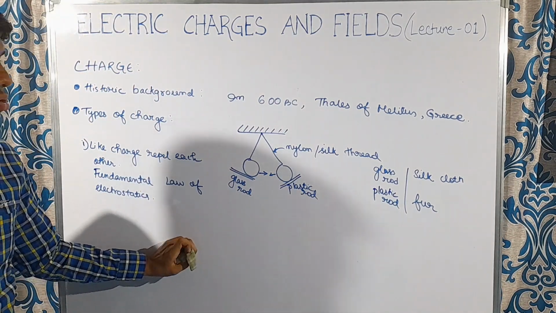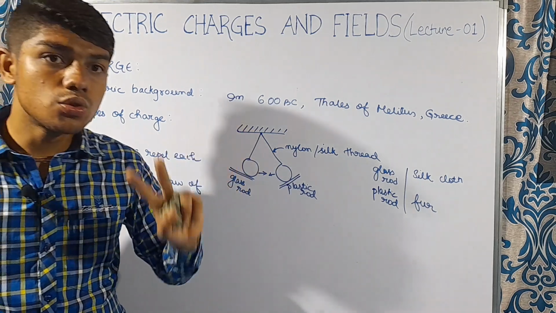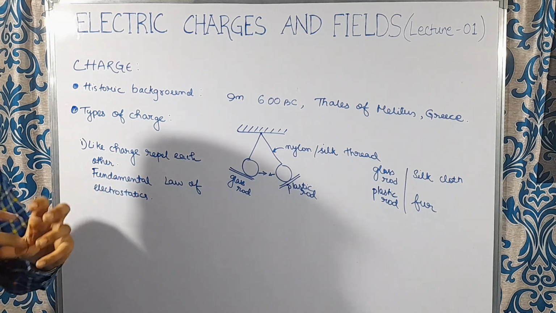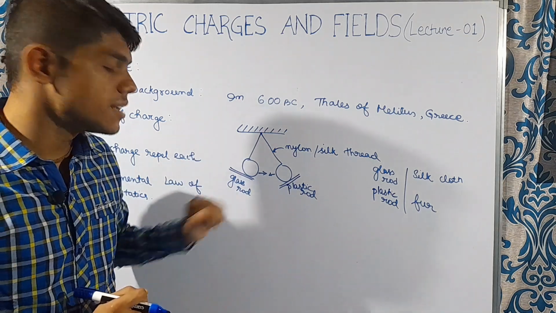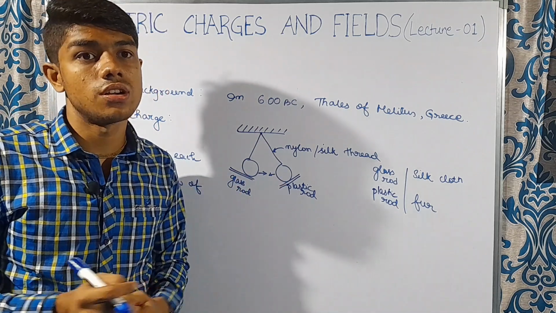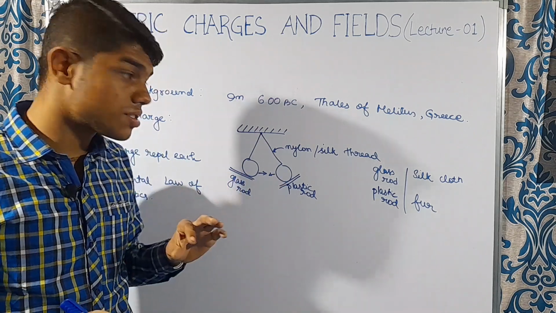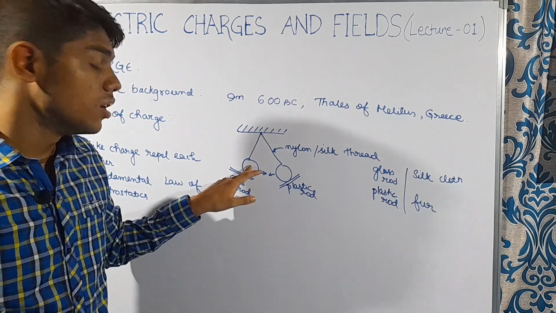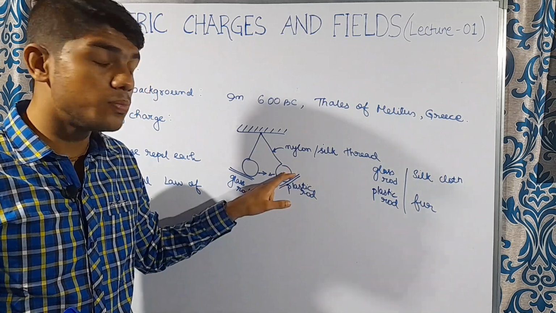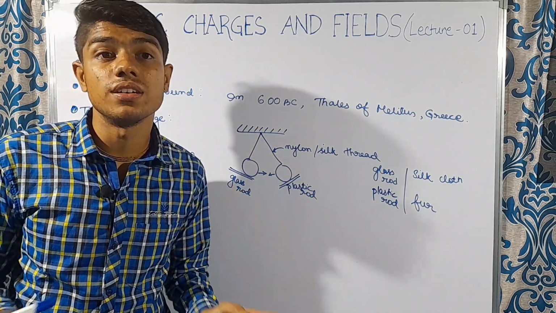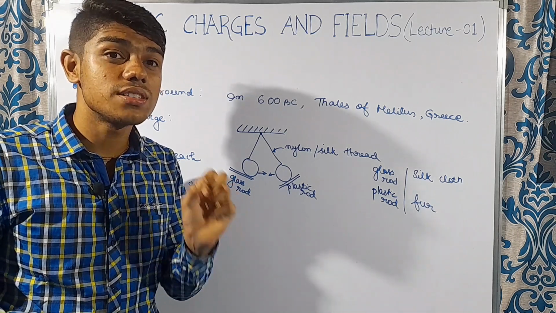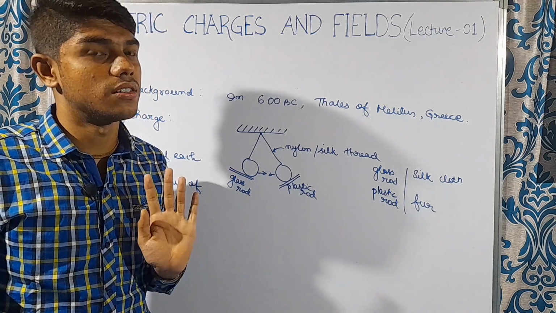Okay, so from the first two steps we have concluded that like charges repel each other, but in this case we are seeing that the two balls are getting attracted towards each other, which means that the charge that was transferred by the glass rod to this pith ball and the charge that was transferred by the plastic rod to this pith ball were different. Okay, and we can also conclude that unlike charges attract each other.